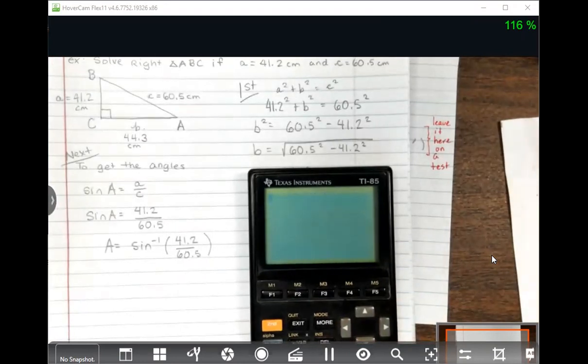So you can leave it right there on your test. But for Webwork, I would hit my second function to get the inverse sine. And now I've got some parentheses going on here. I need 41.2 divided by 60.5. Okay, so what is the measure of angle A going to be? 42.9 degrees.